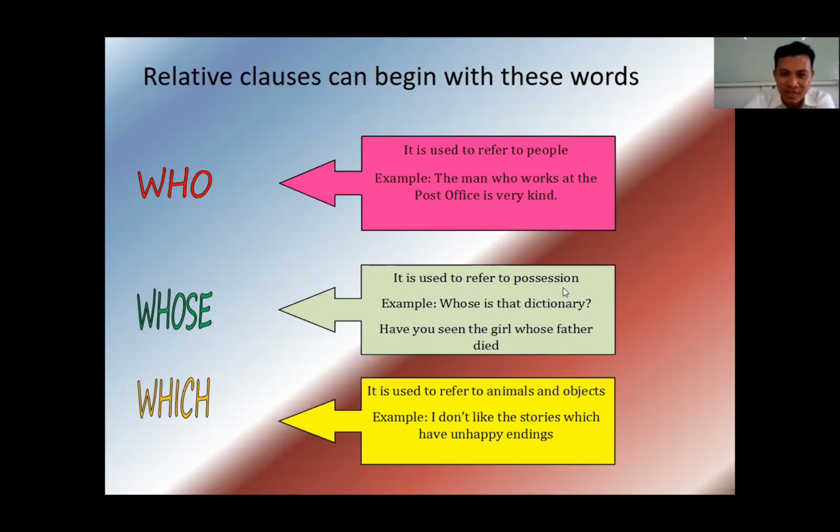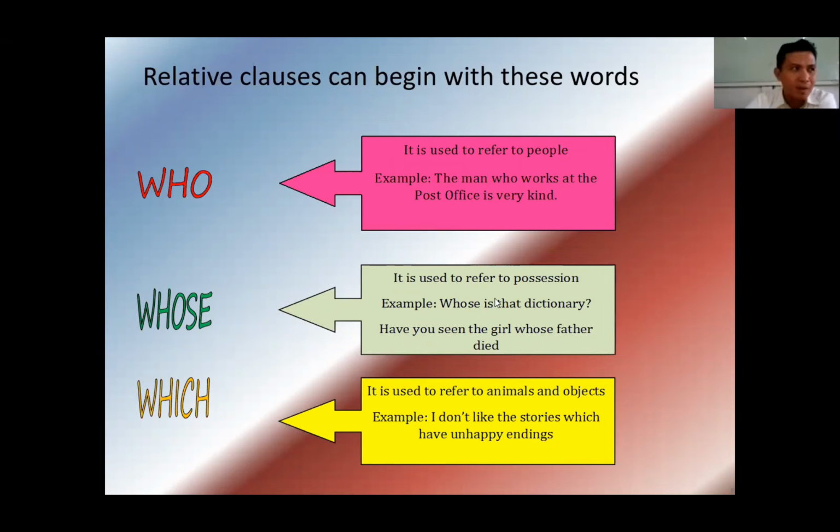Kepemilikan, ya, possession. Another example: Have you seen the girl whose father died? If we translate into Bahasa Indonesia: kamu pernah melihat enggak wanita yang ayahnya meninggal? Have you seen the girl yang ayahnya? So whose father, it refers to possession, kepemilikan.